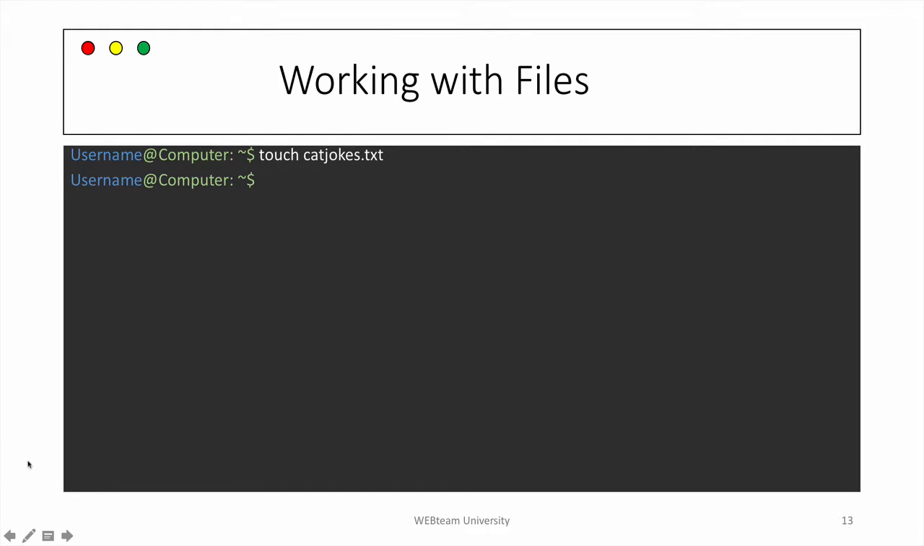Let's take a look. I'm going to issue a command, touch, followed by a file name, catjokes.txt. The command we're looking at here is touch. Touch is going to create an empty file. The file name, catjokes.txt. If I issue the ls command, it's going to list the files in the directory. I was in an empty directory. Now I have one file, catjokes.txt.